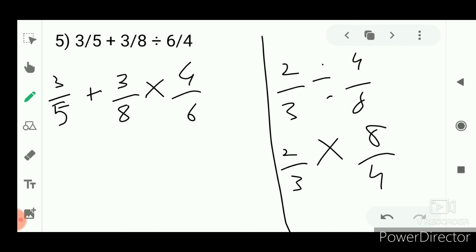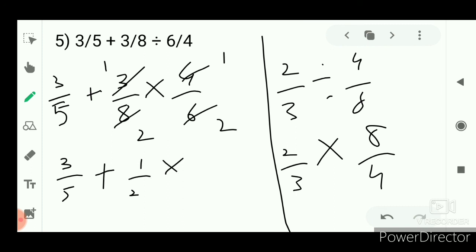Now we will carry out this multiplication first. Okay, in multiplication we can cancel numerator by denominator and denominator by numerator. Okay, so 4 ones are 4, 4 twos are 8. Also 3 ones are 3 and 3 twos are 6. So what it will give? 3 by 5 plus 1 by 2 into 1 by 2. So what will become?